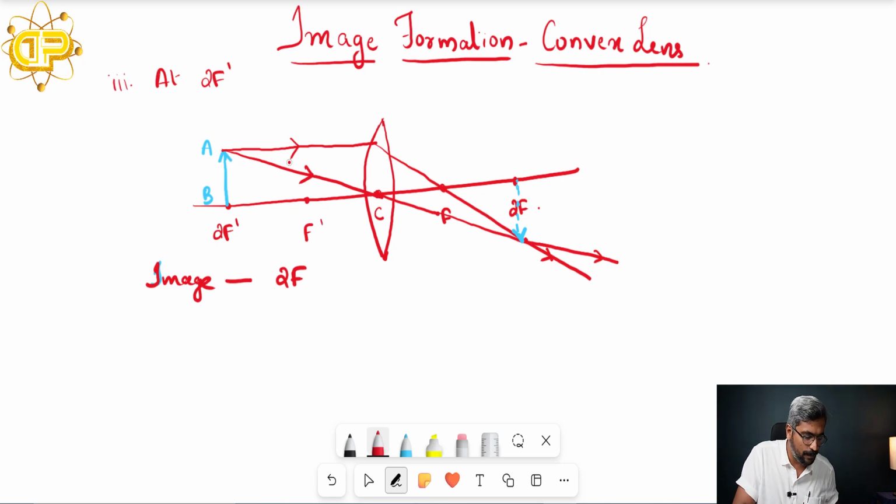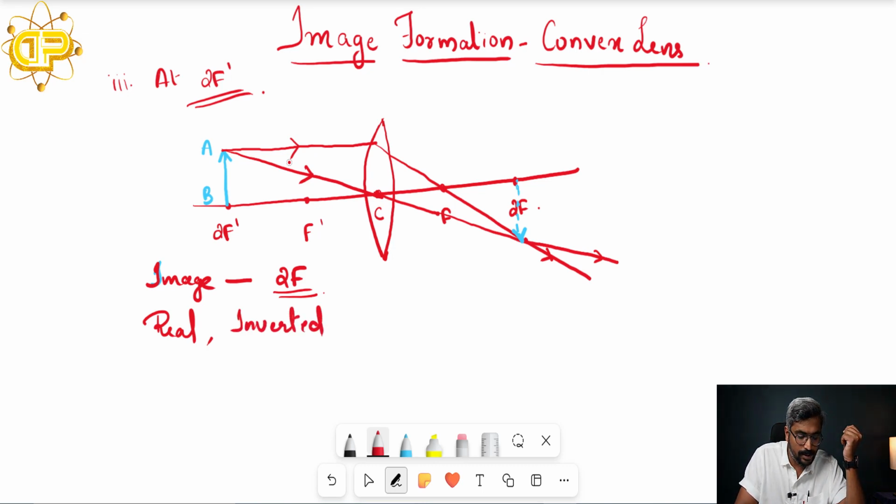So here, if an object is at 2F dash, then the image will be at 2F. And what are the properties of the image formed at 2F? First and foremost, whether it is real or virtual, it is definitely real. So this is a real image, and all real images are what? They are inverted. They are upside down inverted images. So here I will say this point is coming from this A dash, as it is coming from the point A, and this one is B dash. A dash, B dash is obtained there. And the next thing is, what about the size?